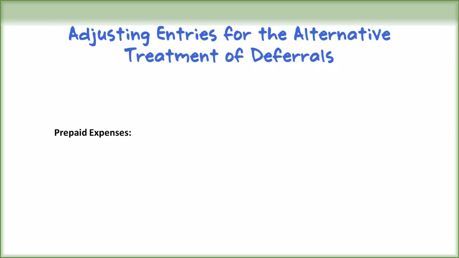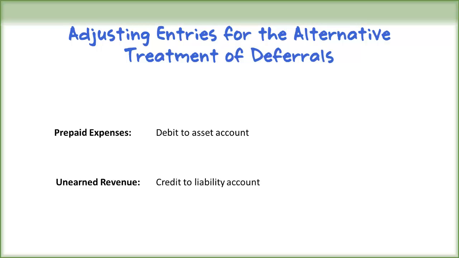In this video, we will see how to journalize transactions and adjusting entries for the alternative treatment of deferrals. Normally, in case of prepaid expenses, companies debit prepayments to an asset account. In the case of unearned revenue, companies credit a liability account to record the cash received. Some companies use an alternative treatment for deferrals.